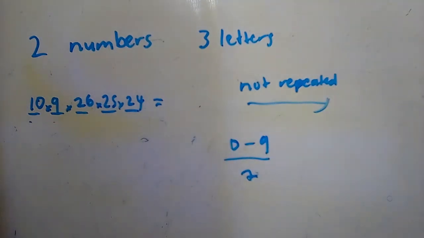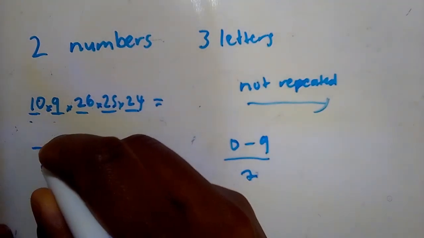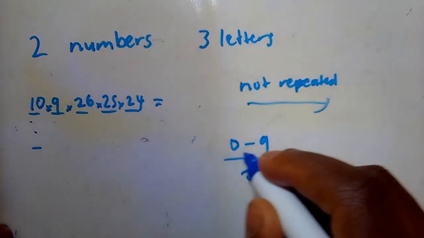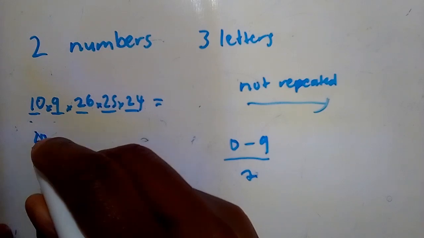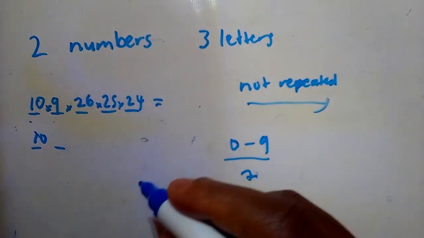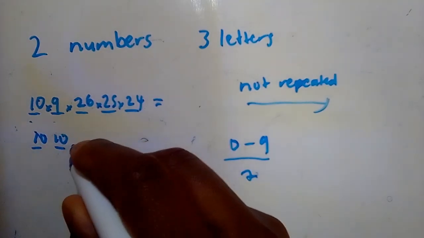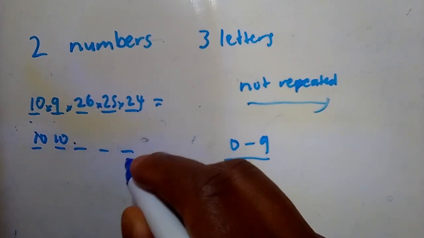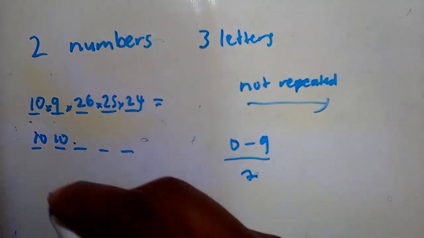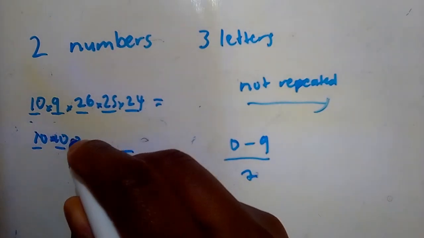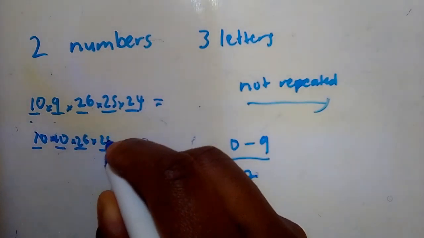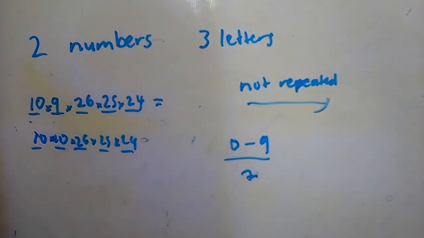Now what if they said the numbers are allowed to be repeated? Then in the first dash, we've got 10 choices, and we can choose any one of the 10. In the second dash, even though we've used one, we can still use it again, so we still have 10 choices. Then for the alphabet, let's say they were not allowed to be repeated, but the numbers were allowed to be repeated. Then we'll have 10 times 10 times 26 times 25 times 24. So that's what we'll have.